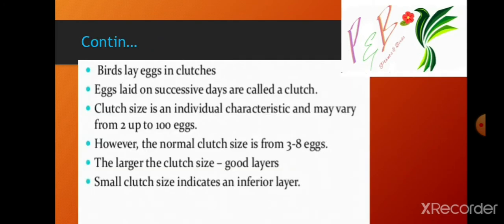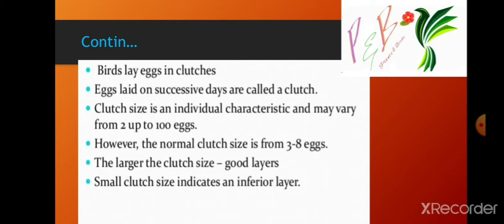Next, continuation. A bird lays eggs in clutches, meaning it will lay 10 to 15 eggs in a line. That means within 15 days it will lay 15 eggs and then stop. Then it will start again and lay 15 eggs. This laying of eggs in a group is called a clutch. Eggs laid on successive days are called a clutch. That means if a hen laid an egg this morning, tomorrow morning it will lay the next egg. This is known as one clutch.